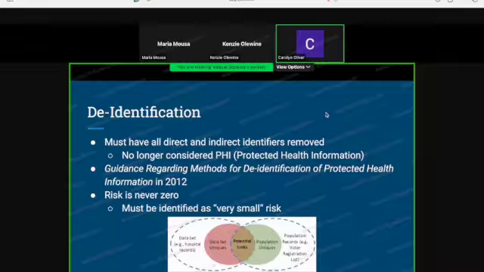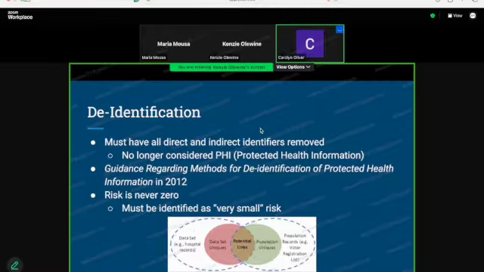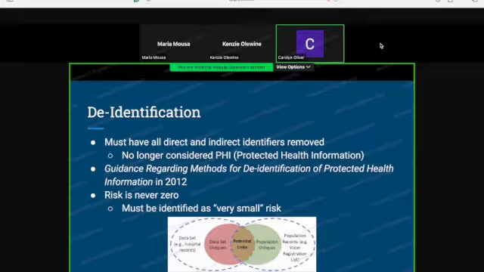And with this, the risk is never zero with de-identification, but the requirement is that the risk is identified as very small to ensure that these records do not get leaked into the wrong hands.